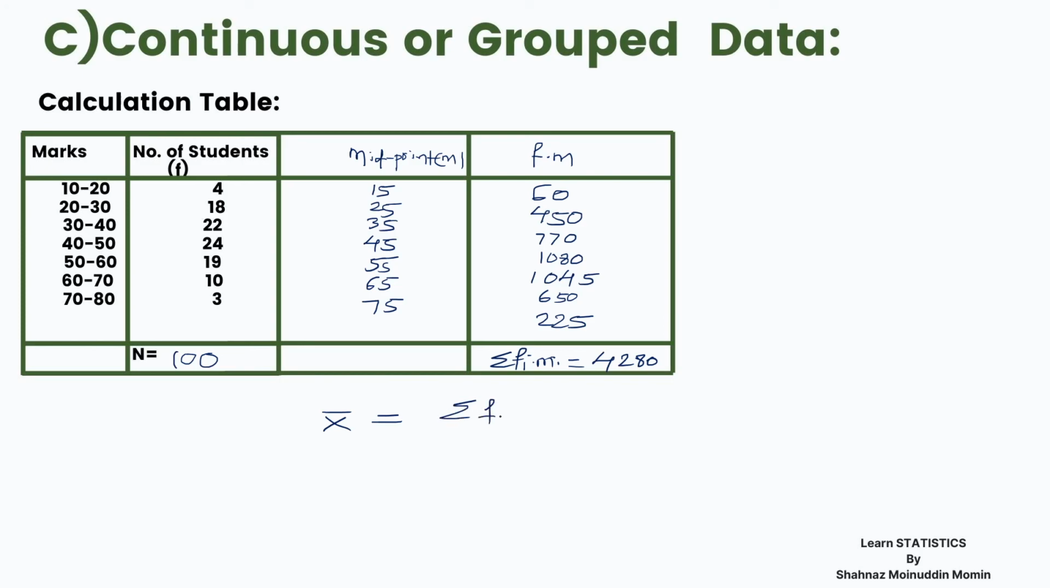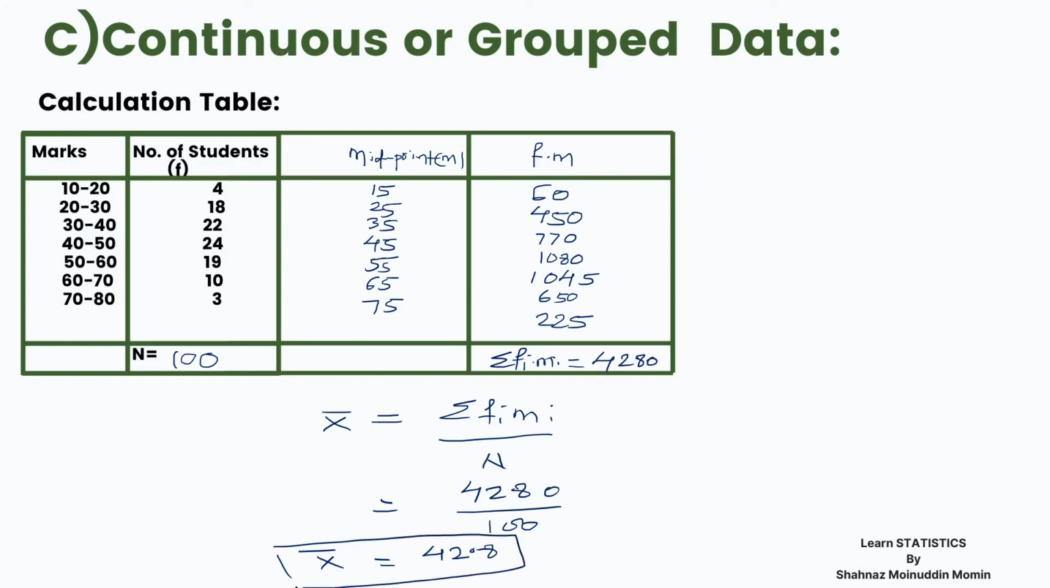We will get the value of arithmetic mean. Hence, we will get arithmetic mean as 42.8.